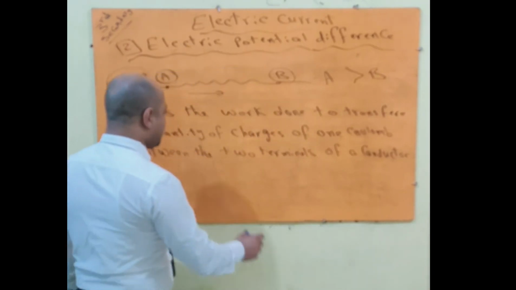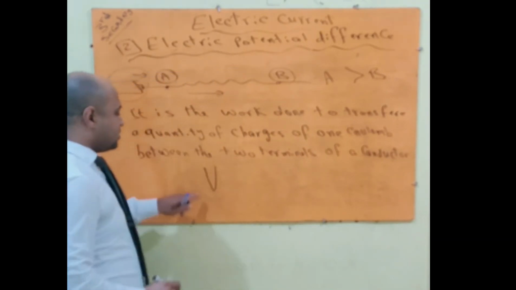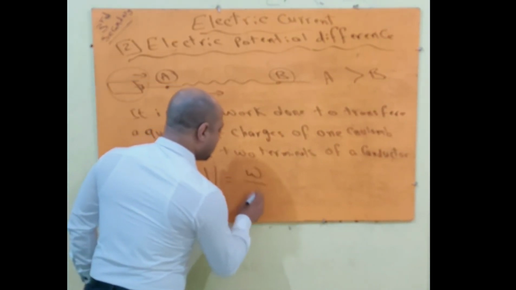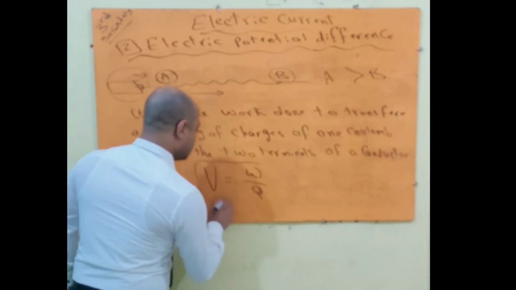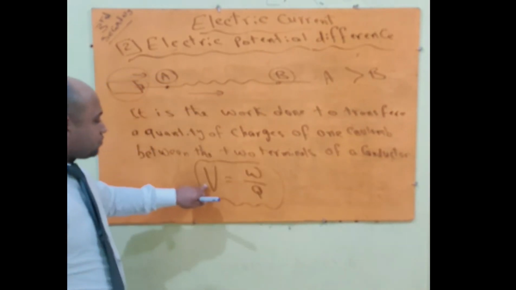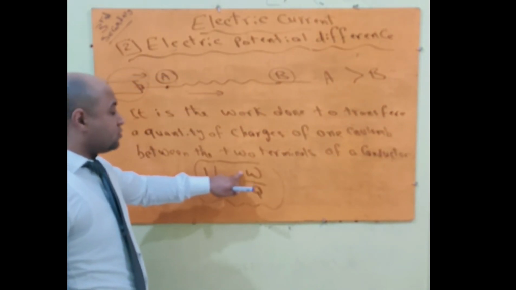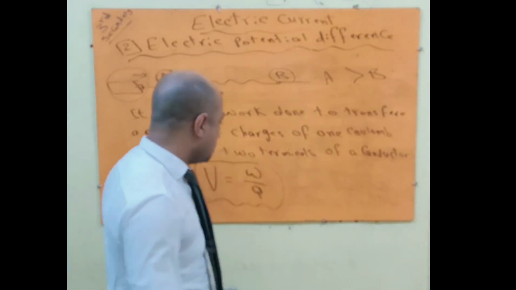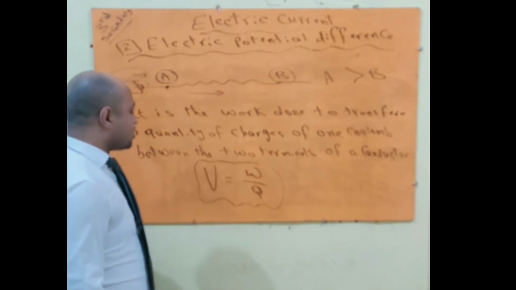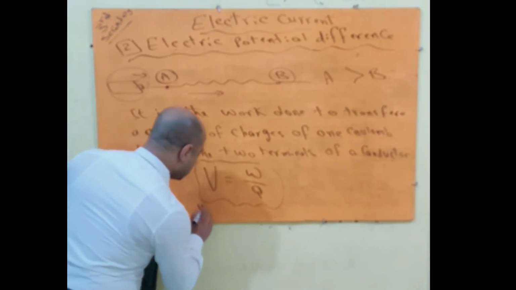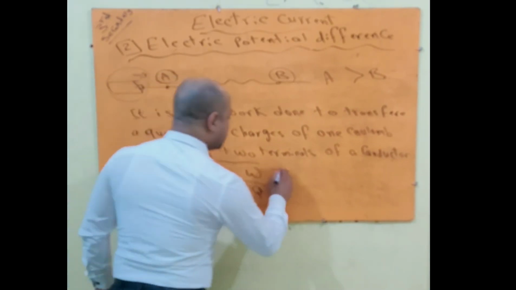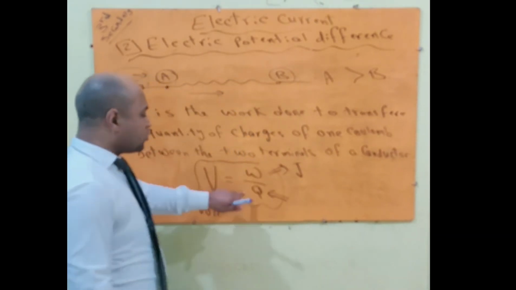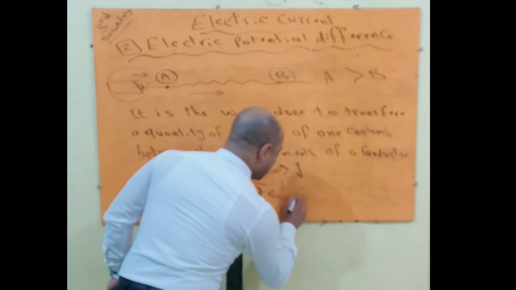So we can say that potential difference, symbolized by V, equals work divided by Q. Potential difference equals work done to transfer a quantity of charges of 1 coulomb between the two terminals of the conductor. The potential difference is measured by a unit called volt, work is measured by joule, and quantity of charges is measured by a unit called coulomb.